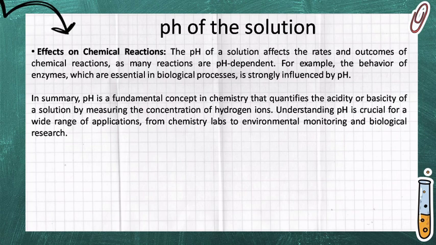The pH of a solution affects the rates and outcomes of chemical reactions, as many reactions are pH dependent. For example, the behavior of enzymes, which are essential in biological processes, is strongly influenced by pH. In summary, pH is a fundamental concept in chemistry that quantifies the acidity or basicity of a solution by measuring the concentration of hydrogen ions. Understanding pH is crucial for a wide range of applications, from chemistry labs to environmental monitoring and biological research.